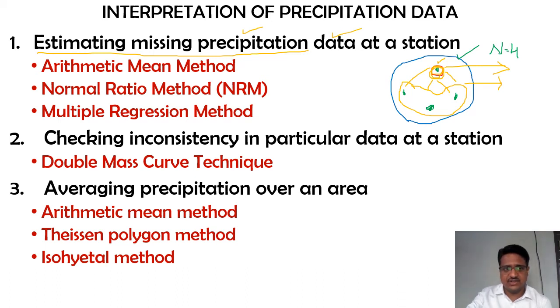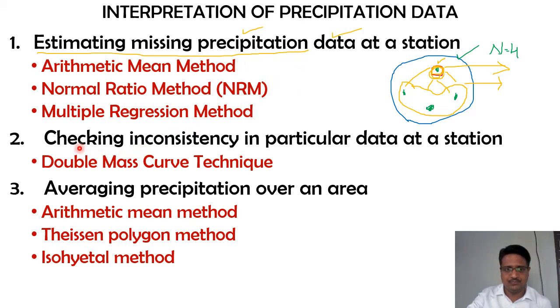In this missing precipitation data estimation, we have three methods. The first is the arithmetic mean method, the second is the normal ratio method, and the third is the multiple regression method. Theoretically we'll check out all three, but the problems we will solve are on the first two only, because the third requires a huge quantum of data and is out of scope for your curriculum.